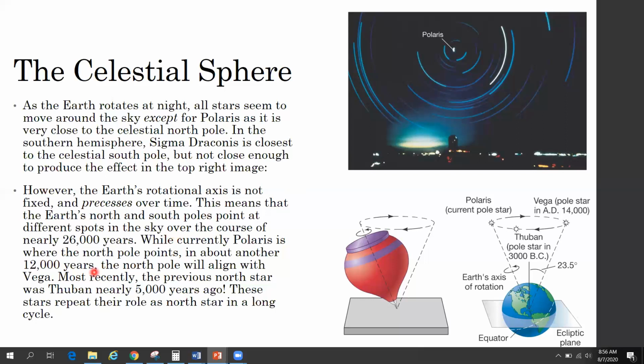Now, while currently Polaris is where the North Pole points, in about another 12,000 years, the North Pole will align with Vega. So it's going to take about that long for us to have another new North Star. And there will be some time in between where the North Pole will not point to a particular star, kind of like how the South Pole doesn't really now. Again, the closest thing is Sigma Draconis. The most recent North Star was Thuban, but that was about 5,000 years ago.